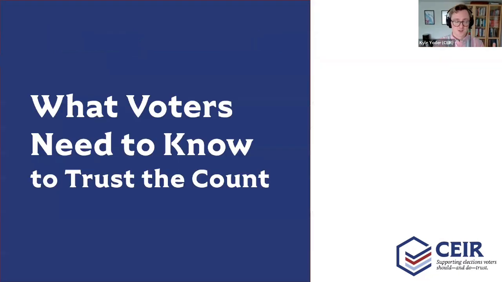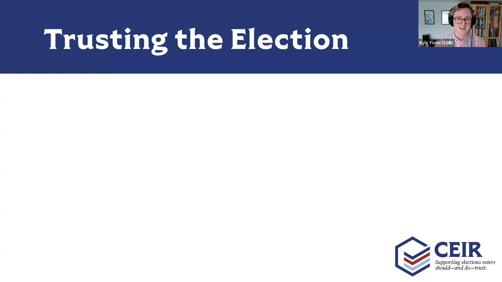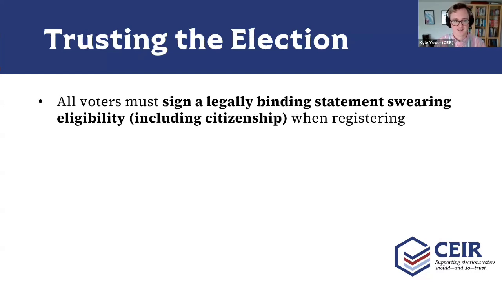So before I let you go, I want to also talk about what voters need to know to trust the count, specifically as it pertains to the state of Connecticut. Highlights here at the beginning, all voters must sign a legally binding statement swearing eligibility, including citizenship, when they register to vote. This is true of every state where registration is required, and it's true here in Connecticut.